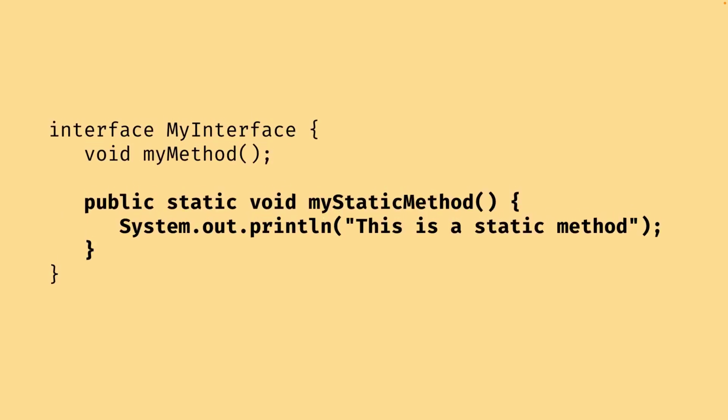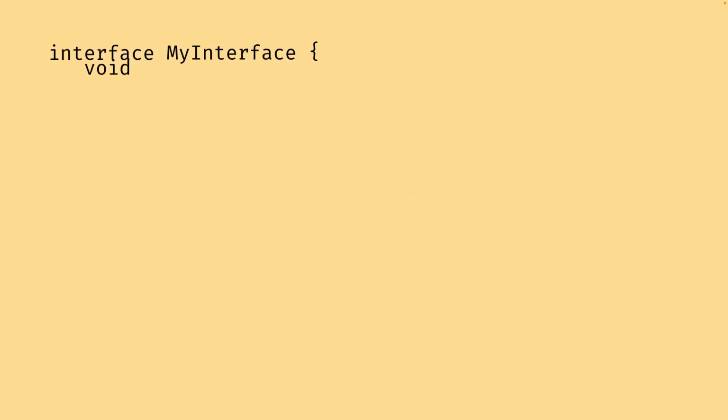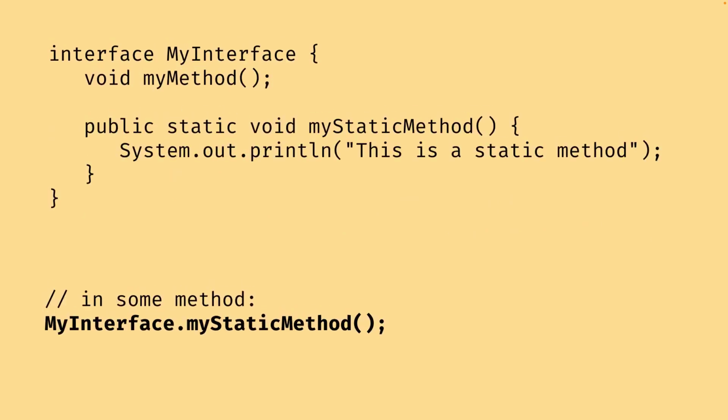Here's an example of a static method in an interface. It's called myStaticMethod. Static methods in interfaces can be called using the name of the interface. So for example, MyInterface.myStaticMethod. This can also be done in a class that is not implementing the interface.